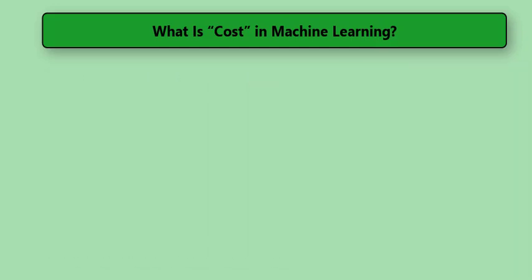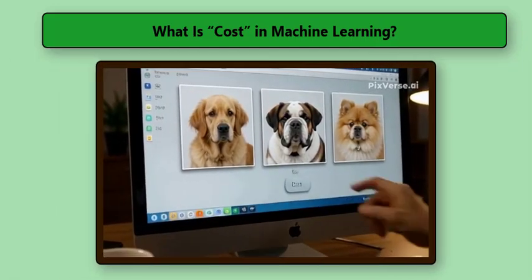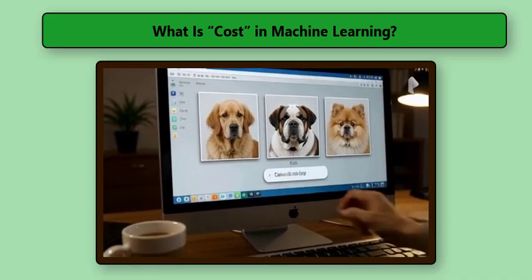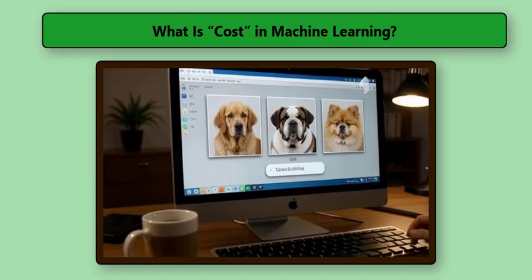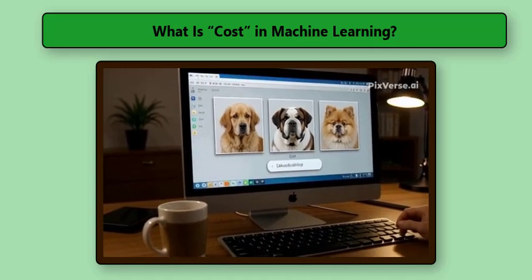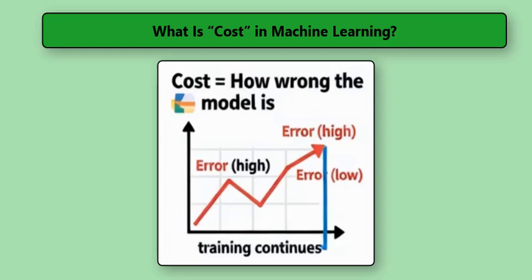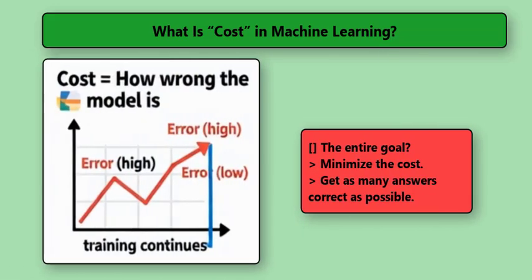Let's say a model tries to classify three photos of dogs, but calls all of them cats. That's three strikes, 0 out of 3 right. The cost here is 3 wrong out of 3 attempts. A high cost means a lot of mistakes. A low cost means it's doing well, just like getting a good grade in class. The entire goal: minimize the cost, get as many answers correct as possible.